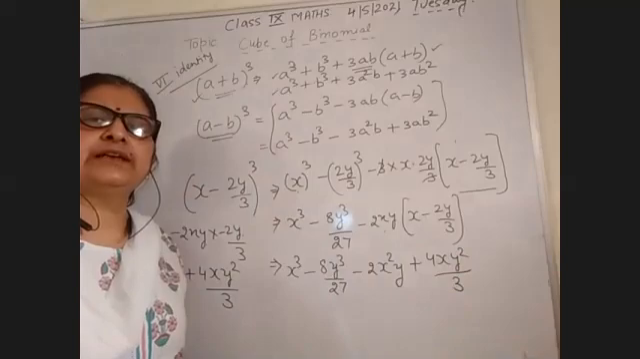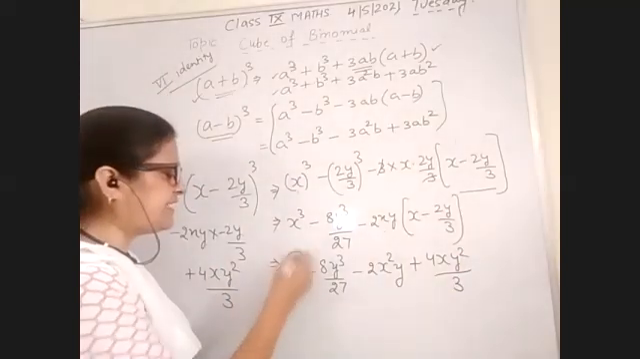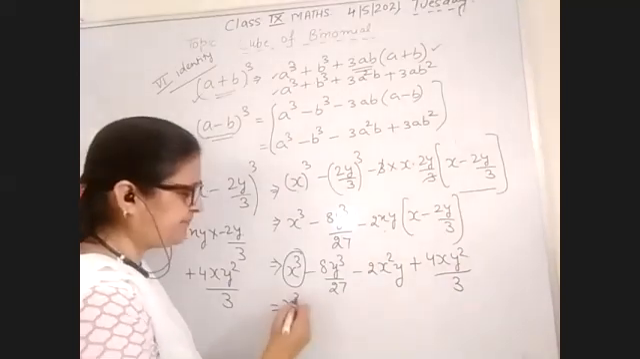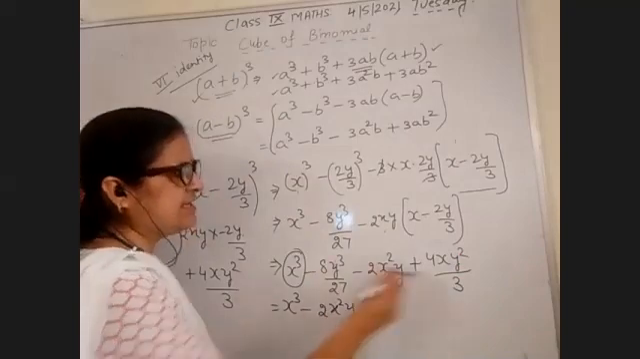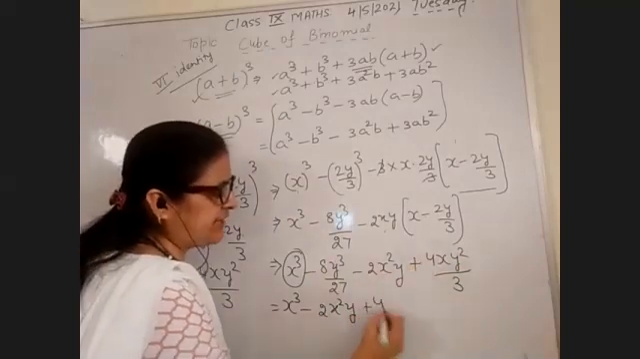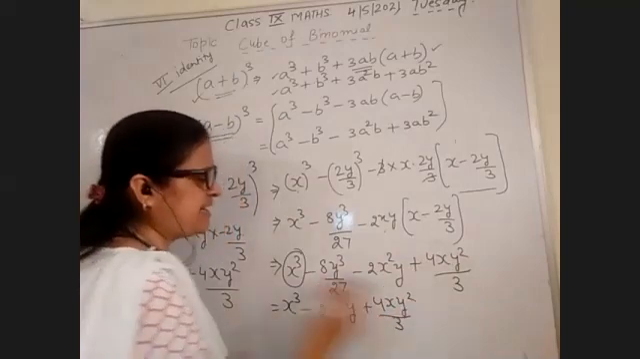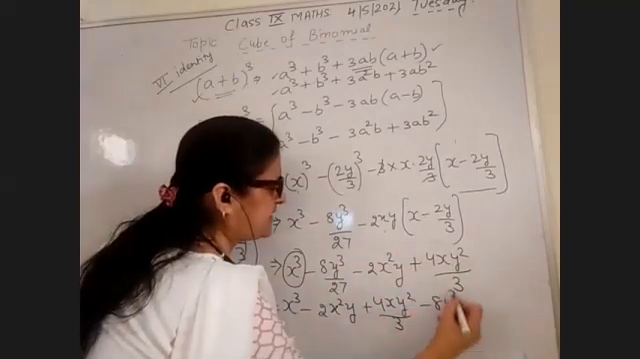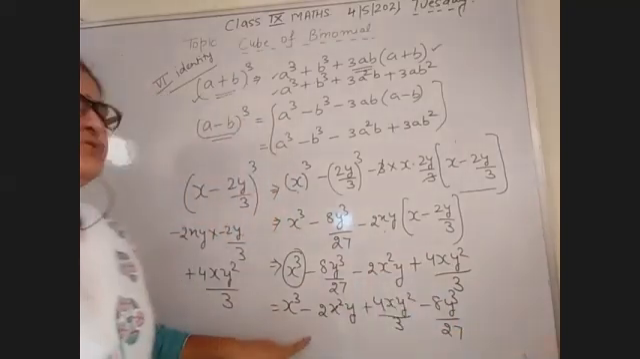Now how will you write the answer of this question? First you will take the cubic degree, then you will take the square term x square y, then you will take the x variable term 4xy square upon 3, and at the last you will take 8y cube upon 27. This is the answer of this question.